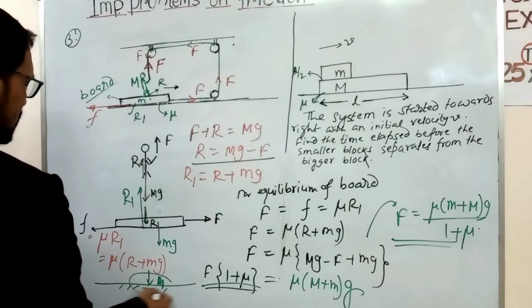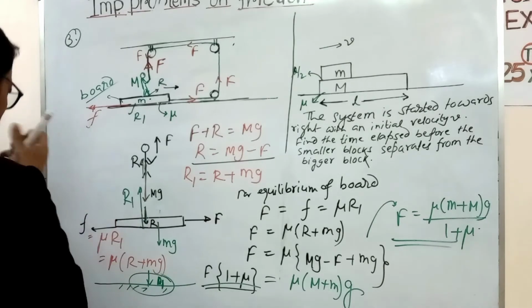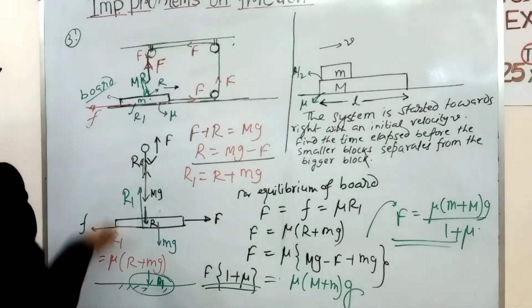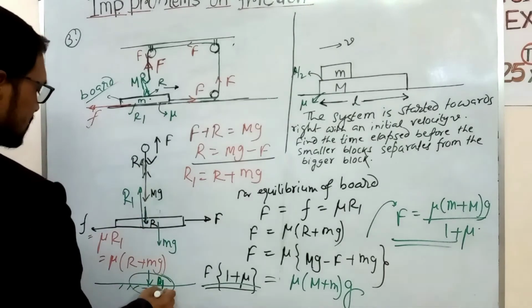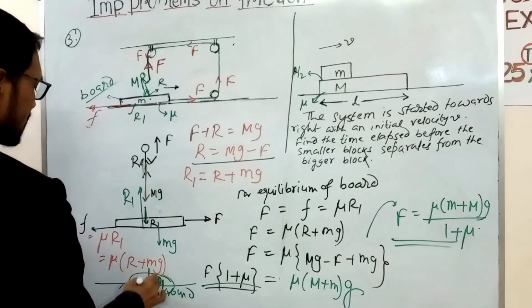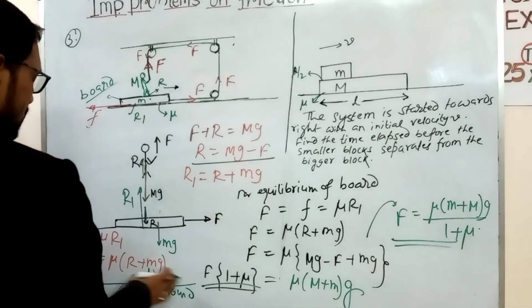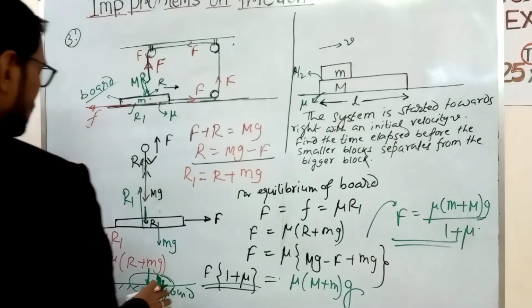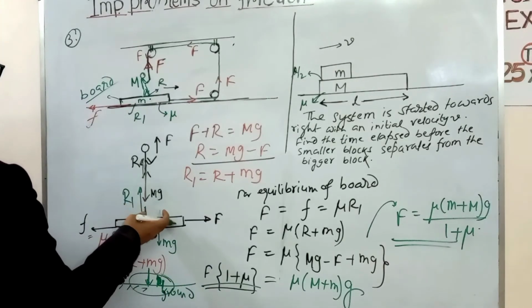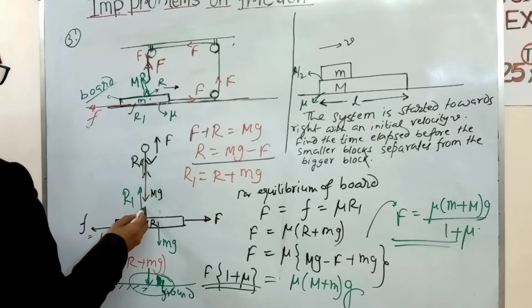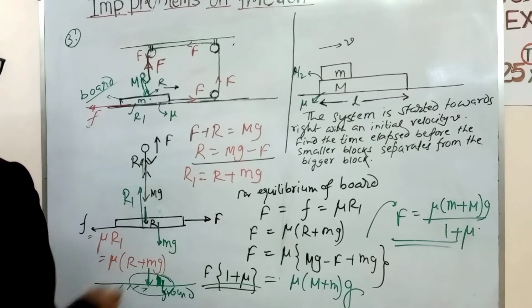So this is not required, we just consider the motion equilibrium of the board. R1 comes from the ground, and if this is the ground, then reaction R1 acts on the ground. This is not required because we don't consider the motion of the ground, we consider the equilibrium or motion of the board. So R1 acts in this direction, R acts in this direction, mg acts in this direction.